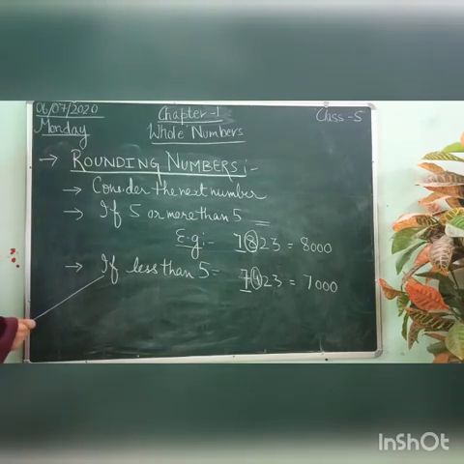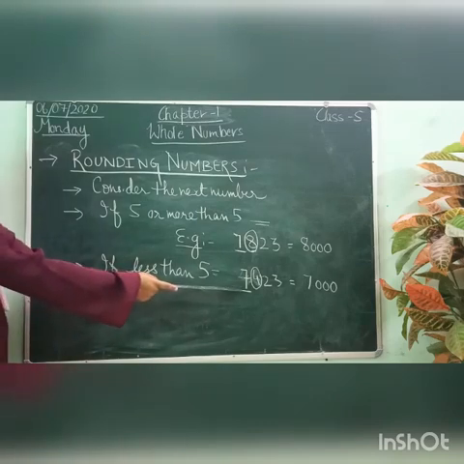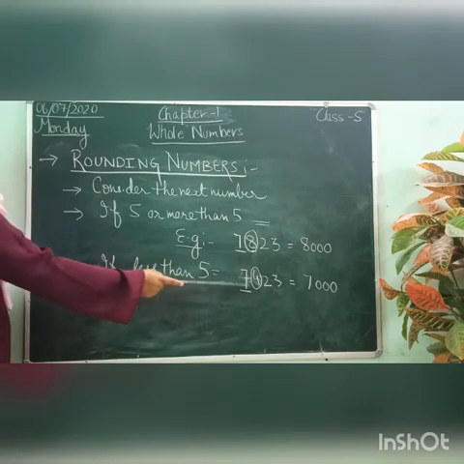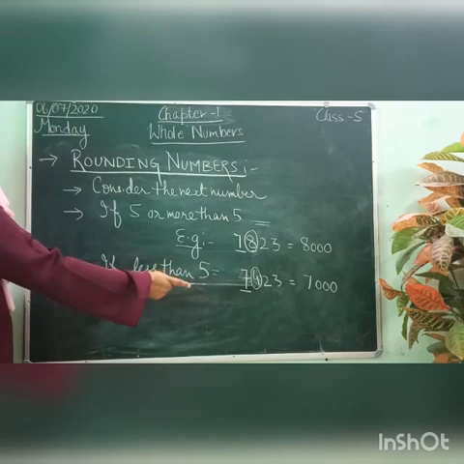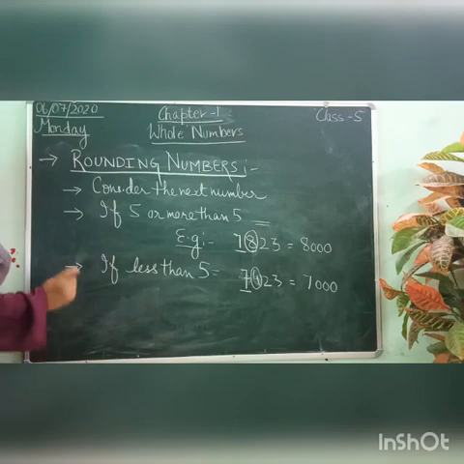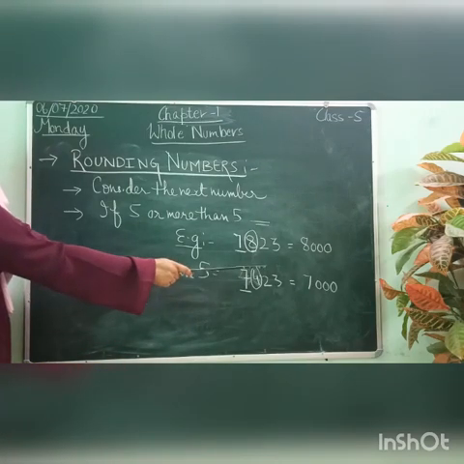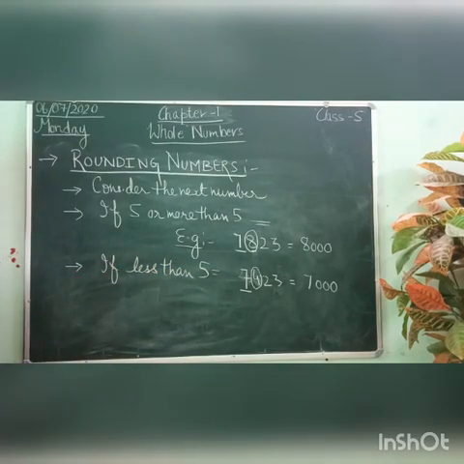Next condition: if we have to round any number, then we have to consider the next number to it. I have taken the same number, but instead of 8, this time we have 4 in place of 8. That means I have to round 7 and I have to consider the next number, which is 4. But 4 is less than 5. So what will I do? I will not do anything. I will leave this value as it is. It becomes 7000 and I will write 0 instead of those 3 numbers. Did you get it?